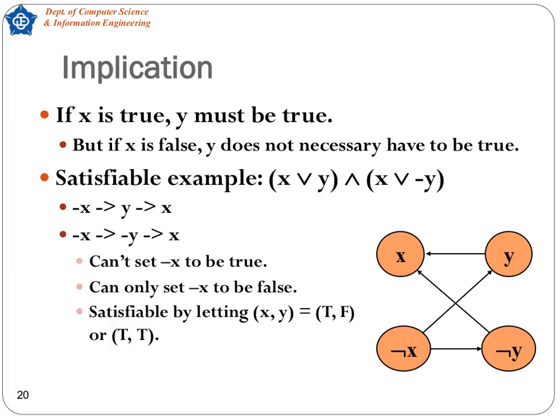Notice that both edges out of not x point to y and not y, so if we ever tried to set not x to true, we'd force y to be true and false at the same time. That contradiction means not x must be false, so x is true. Once x is true, y is free to be either false or true. And indeed, both assignments, xy equals tf and tt, satisfy our original formula.